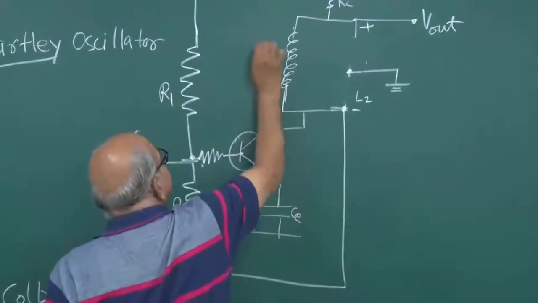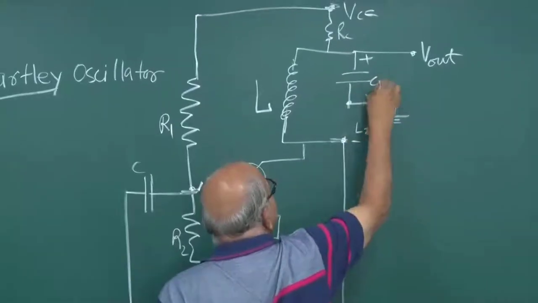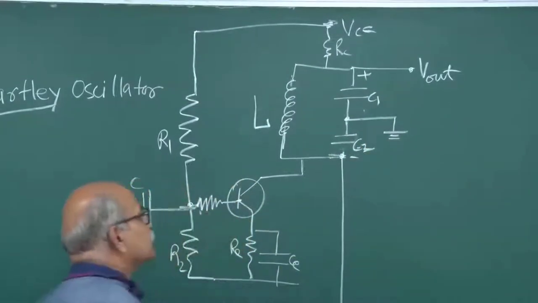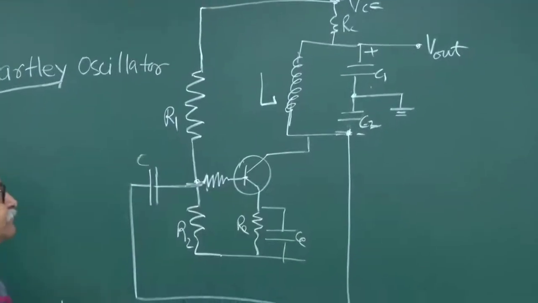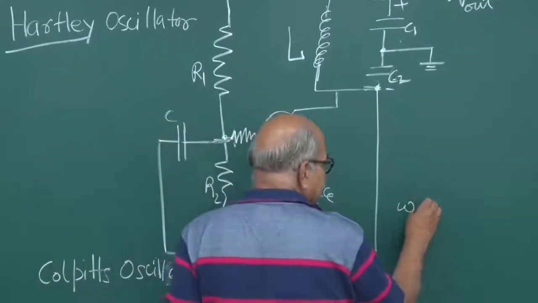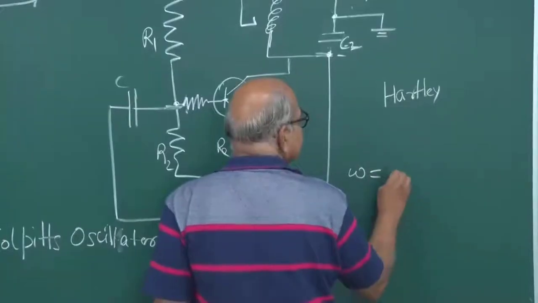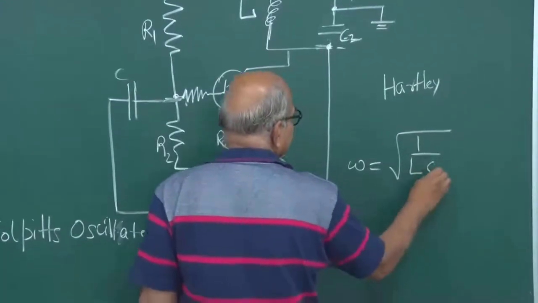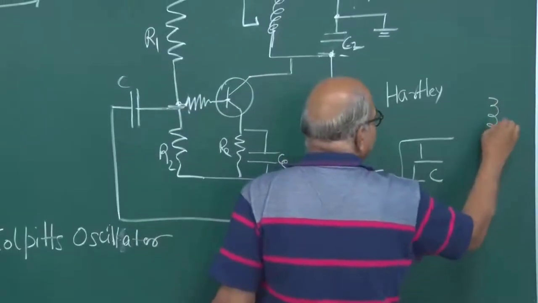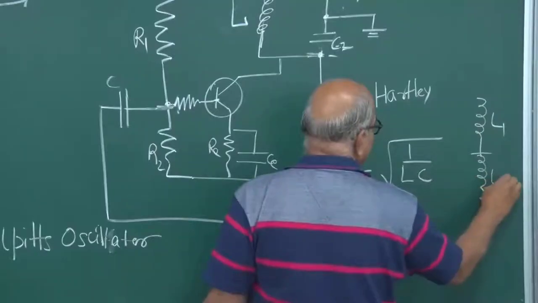This is L, and then you have two capacitors here, C1 and C2. So this also works well. This is known as the Colpitts oscillator. The resonant frequency in the case of Hartley is square root of 1 over LC, and this L, you had two of them, L1 and L2.